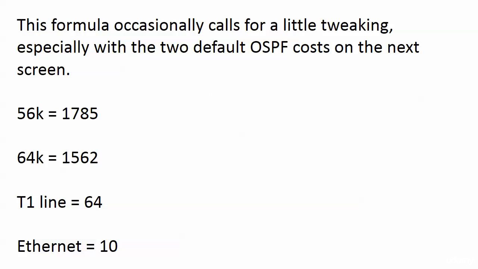Now, the formula we were just talking about occasionally calls for a little tweaking, especially with the two default OSPF costs on the next screen. As unlikely as it is that you're going to see a lot of these first two values, it doesn't hurt to memorize them for the exam. A 56K interface is going to default to an OSPF interface cost of 1,785. A 64K link, 1,562. A T1 line, a serial interface, and we definitely have some of those in our lab, is going to default to 64. Ethernet defaults to 10.